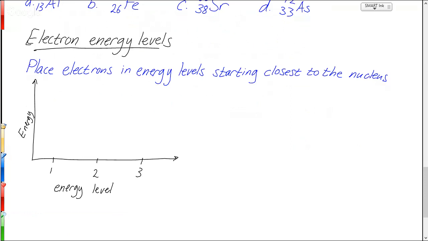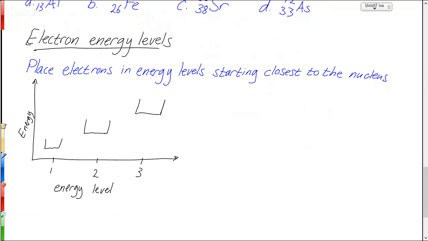This also correlates with distance from the nucleus. So 1 is going to be the closest to the nucleus, 2 is farther away, 3 is farther away. Okay, and we're going to draw these kind of buckets. One small bucket, and then 2 bigger buckets. And these are going to be our containers for our electrons, where the electrons go.